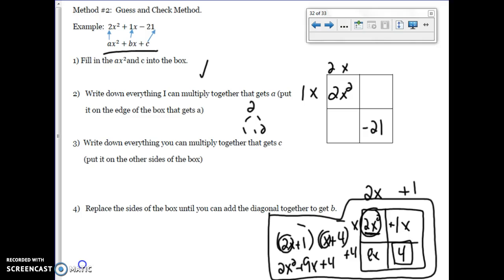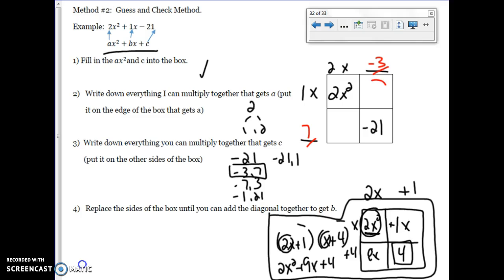Now let's look at negative 21. What gets me negative 21? I got negative 3 and 7, negative 7 and 3, negative 1 and 21, negative 21 and 1. Okay, so what I'm going to do is put these factors in these areas right here. So I've got to figure out what I can use. I'm going to choose one. So let's just say I put a 7 here and a minus 3 here. If I multiply 7 and negative 3 together, I get negative 21. So that works out so far.